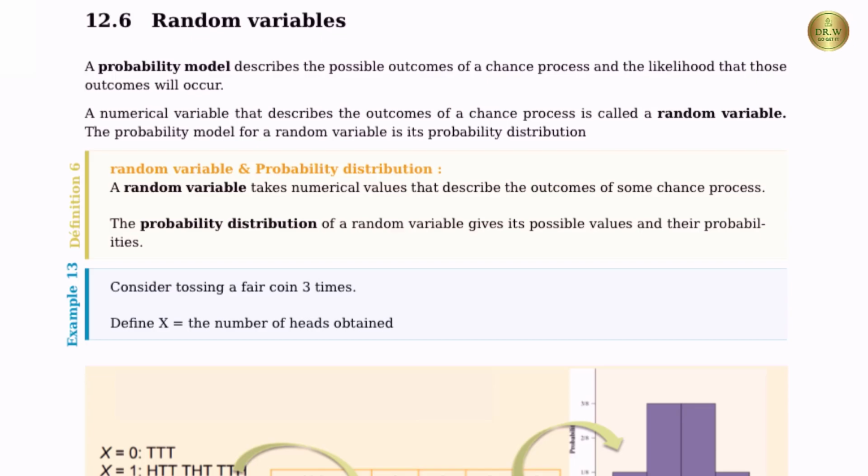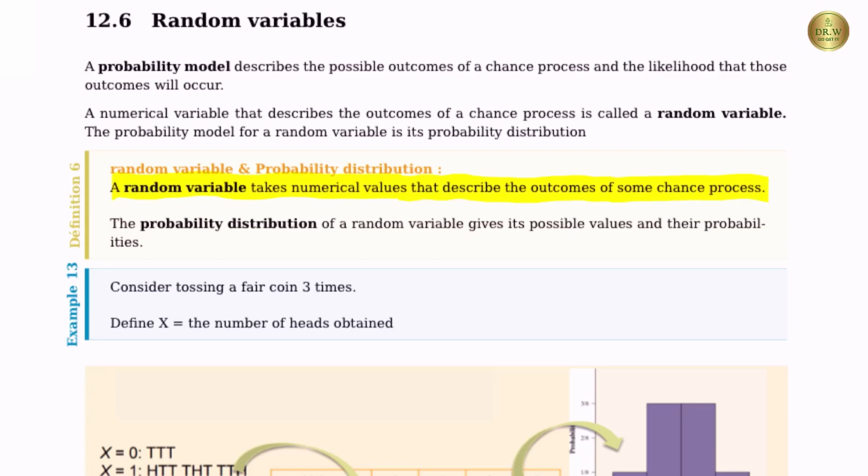This is chapter 12, section 12.6. I am going to discuss random variable and probability distribution of a random variable. First, what is a random variable? A random variable takes numerical values that describe the outcomes of some chance process.